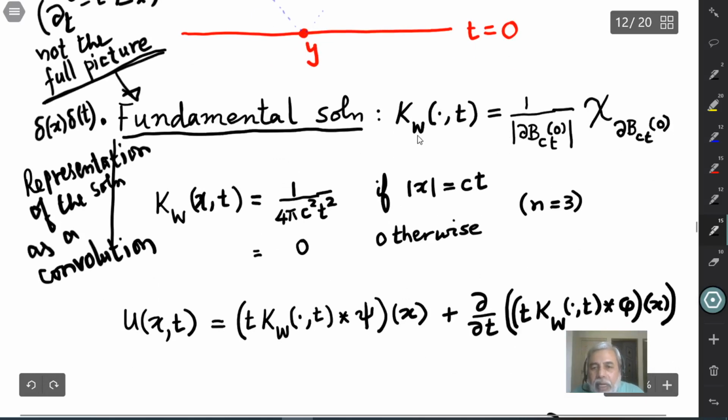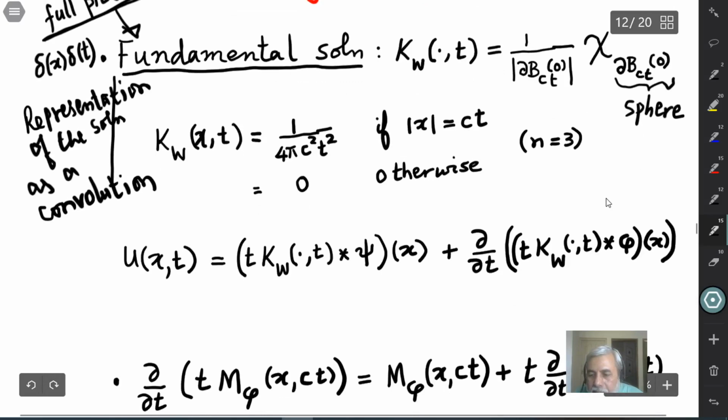So introduce this function K_n(x, t). In case n equal to 1, it was the characteristic function of an interval depending on t, and in this case it's again a characteristic function, but not of an interval but of a sphere. The characteristic function of the sphere centered at the origin with radius ct, and you are dividing that by the surface area. So this is the surface area. For n equal to 3. We'll come to the general case later on.